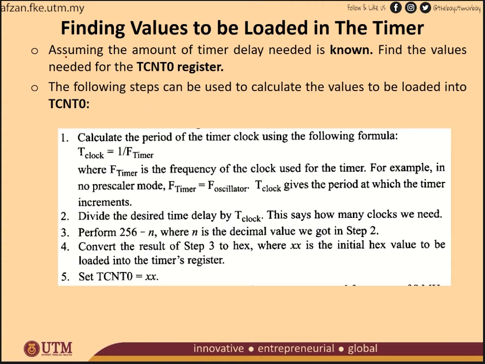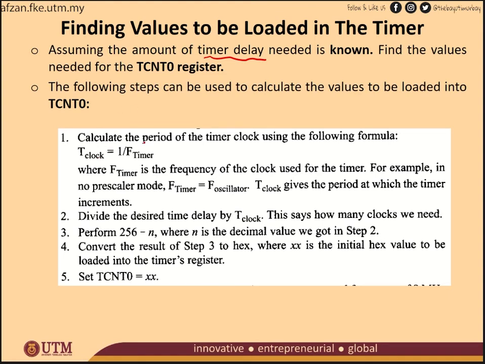So first thing first, you need to assume that the amount of time needed is known. Given that the delay that you want to generate is known, then you need to find the value needed for the TCNT register. By using the following steps to calculate the value to be loaded into TCNT, first thing first, you need to find what is your period.